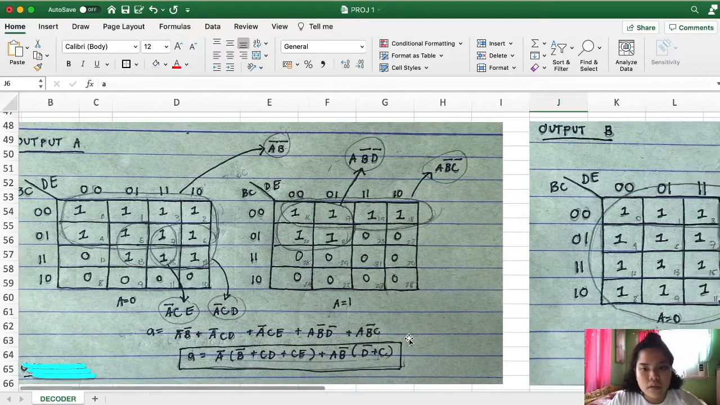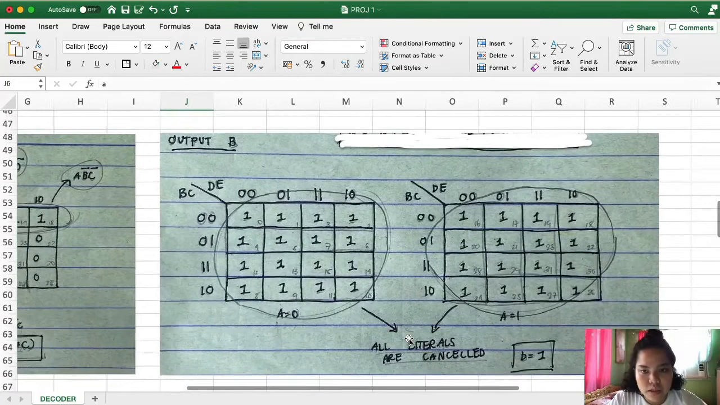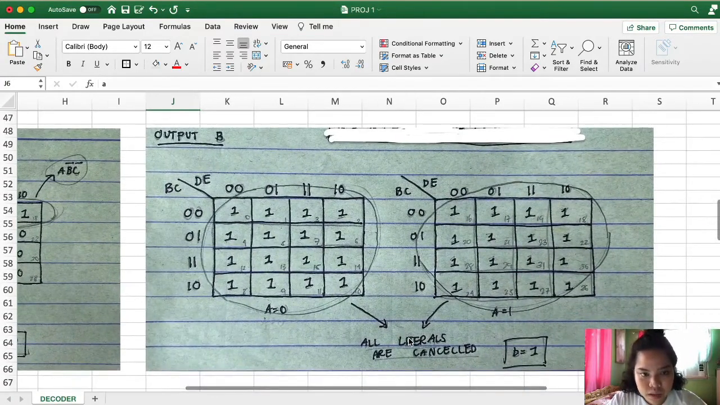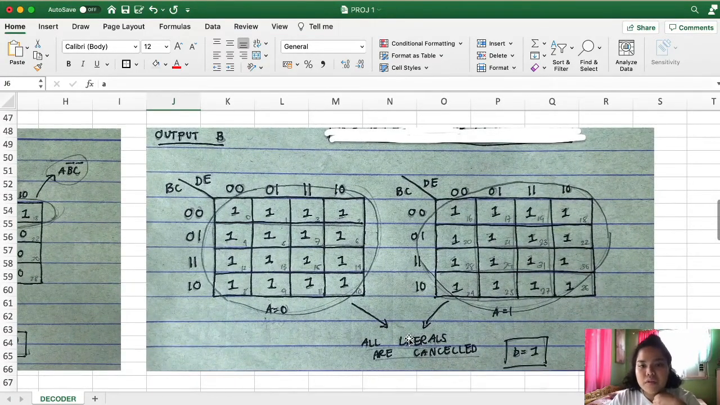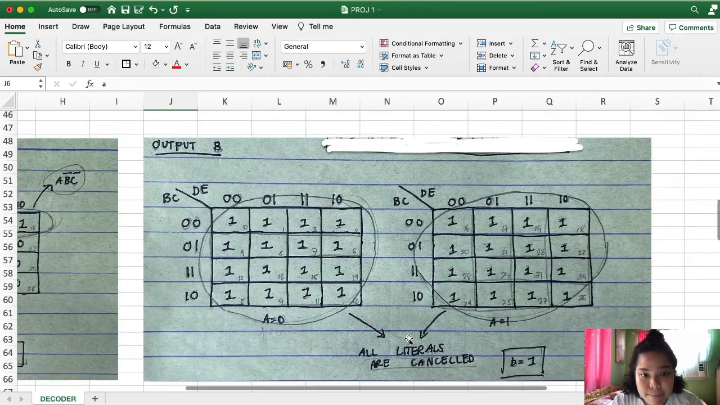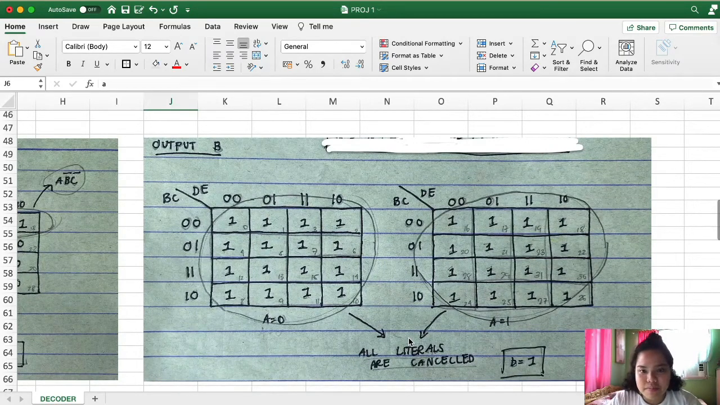And then moving on to output B here on the right side, we can see from our truth table from a while ago that from the count 0 up to the very last, it was all actually 1. Therefore, all of our cells in our matrices are all 1. So they are gonna be grouped for its entirety, 16 members each.